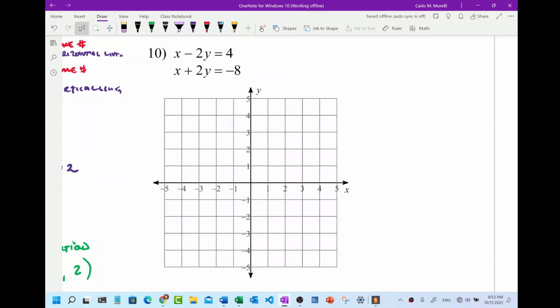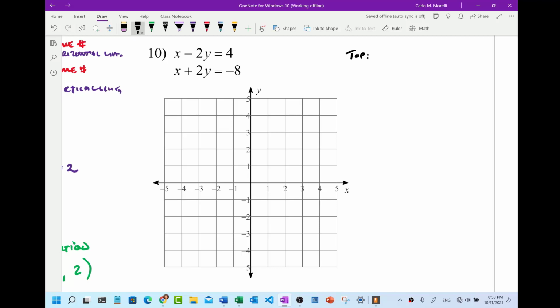Okay, number 10 presents us with a challenge because we have to get the equations into y equals form in order to graph them. So they're both in what's called standard form right now. And so we would need to get y by itself. So let's take the top equation first. So we'll do the top equation first.